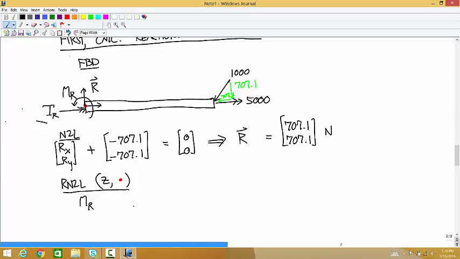So you have a moment arm of 1, a force magnitude of 707.1, and it's negative. And then the last load is the 5,000 newton-meter couple, that torque. Does that produce a moment about the z-axis? Nope, that's the x-axis. So this is all equal to 0. And so that tells us that this M_R is equal to positive 707.1 newton-meters.